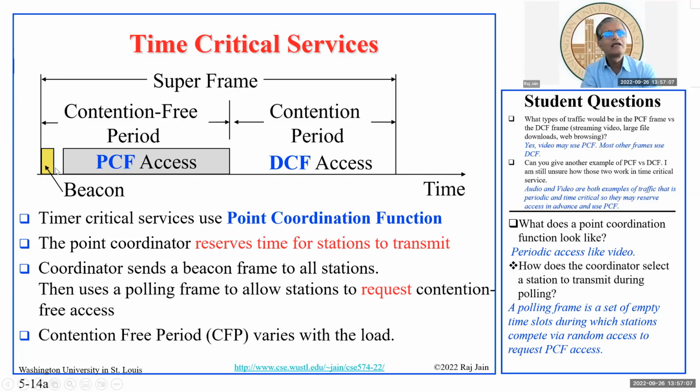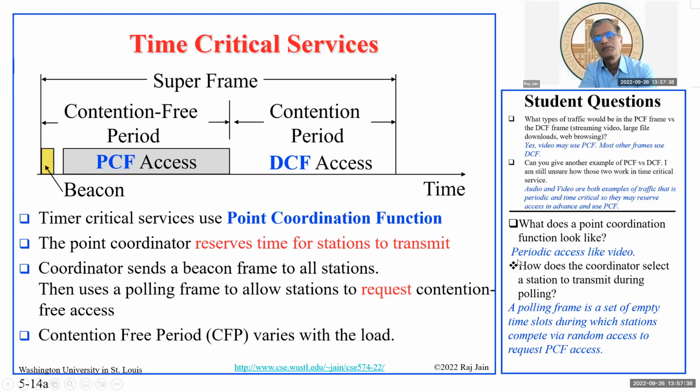And if you get your access, all right, next time you request again, you say, well, I need that PCF access, please. And that PCF access is repeating, basically how long you want to repeat, how often you want to repeat, for how long. So the polling frame is a set of empty time slots during which the stations compete by random access to request PCF access.